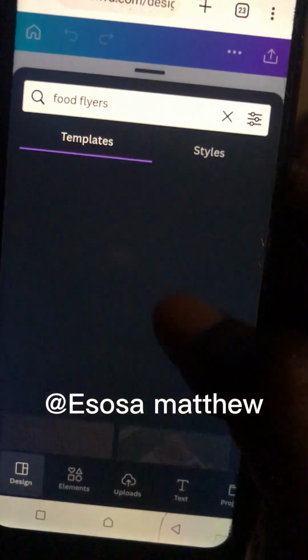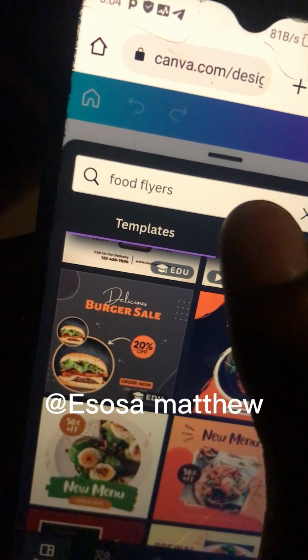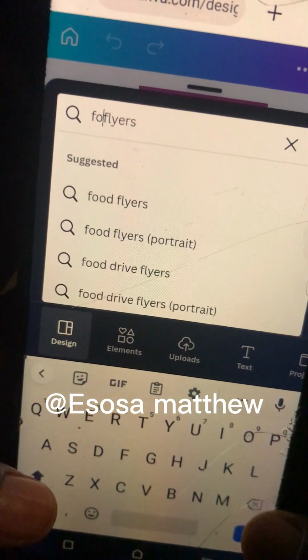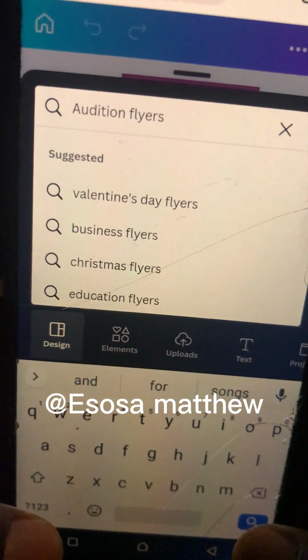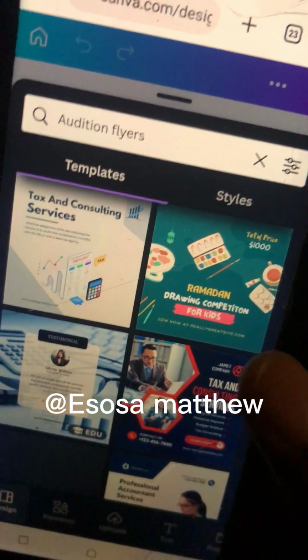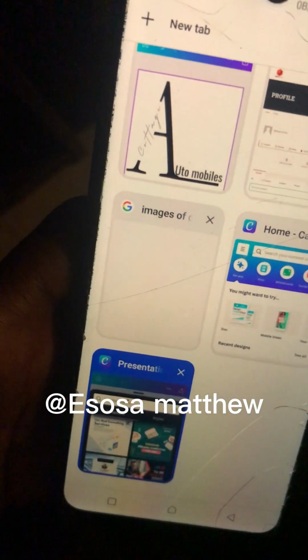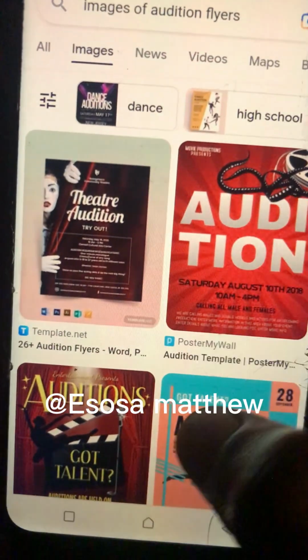All right. The next example of flyers we're going to talk about is audition flyers. Okay, this is not what I want, so let's go to the net and check for it. The network is bad. All right, so these are types of audition flyers.